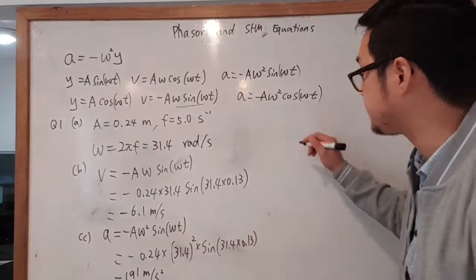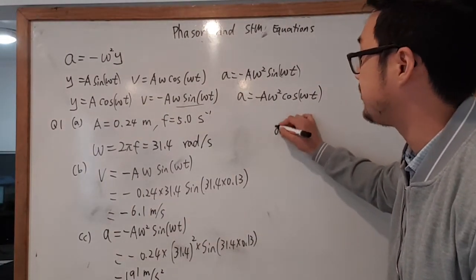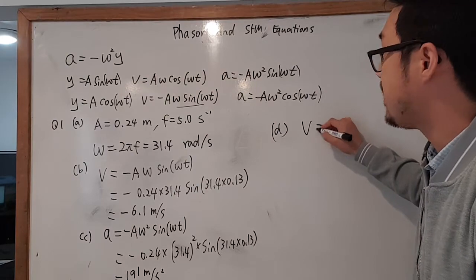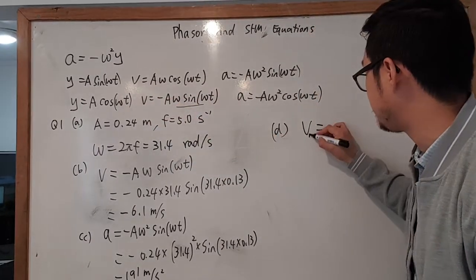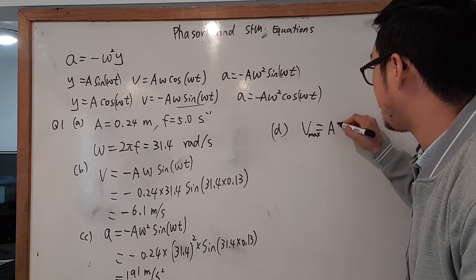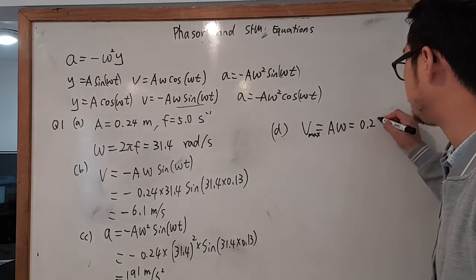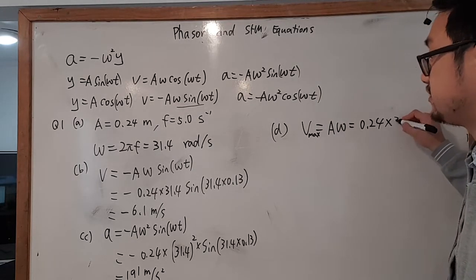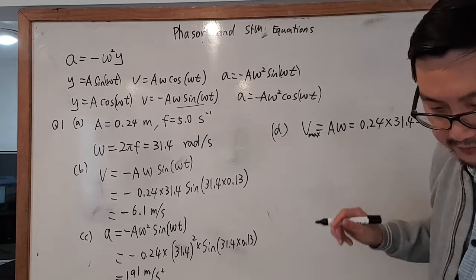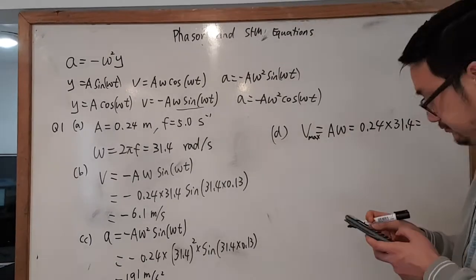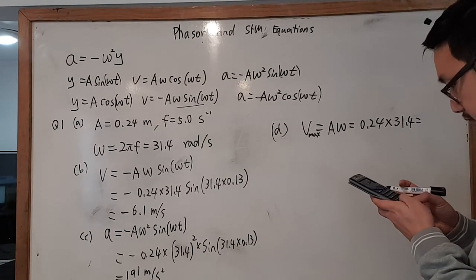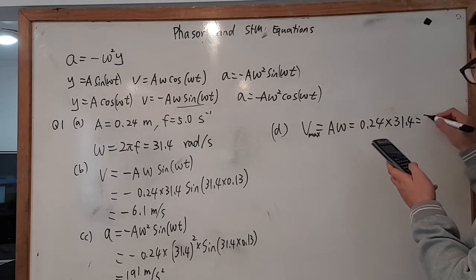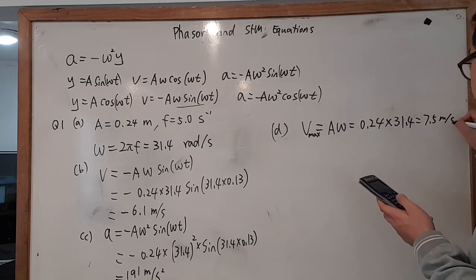Calculate the maximum speed. This is the one I talked about. For maximum speed, we ignore everything else because this is going to be the maximum speed. Maximum just equals A omega. Put in the calculator, 0.24 times 31.4. That gives 7.5 meters per second.